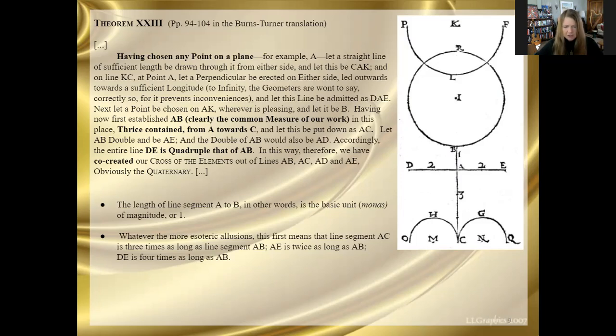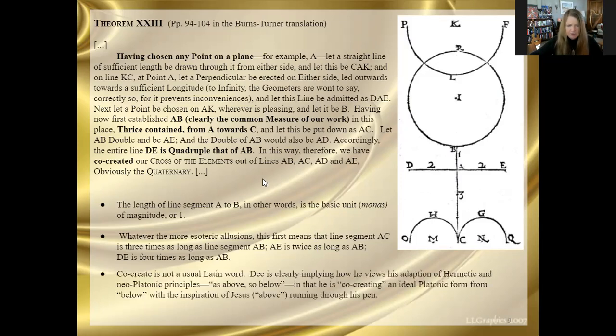If you read to the end of this, you get let AB double and be AE, and the double of AB would be AD. Accordingly, the entire line DE is quadruple that of AB. If you've never read the Hieroglyphic Monad and saw this, but you knew how to draft things, you might think, well, why is he being so verbose about it? Well, because that way he can wink and suggest other things. Let's see where he is suggesting other things.